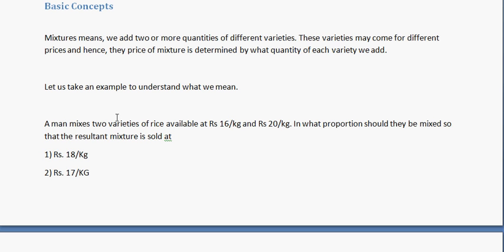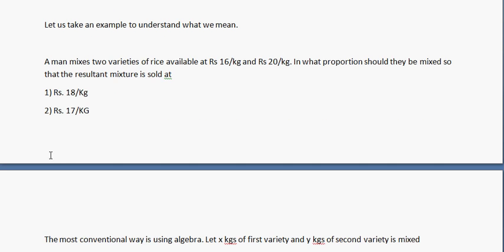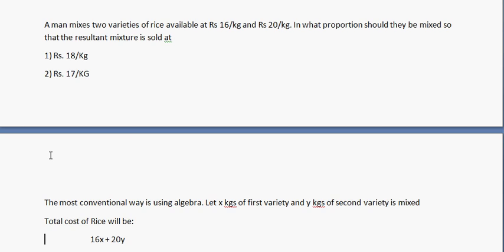The question says a man mixes two varieties of rice at rupees 16 per kg and 20 per kg. In what proportion should they be mixed so that the resultant mixture is sold at 18 per kg? The question says he has to mix such that he gets the resultant at 18 per kg, so let's do it with a conventional method.